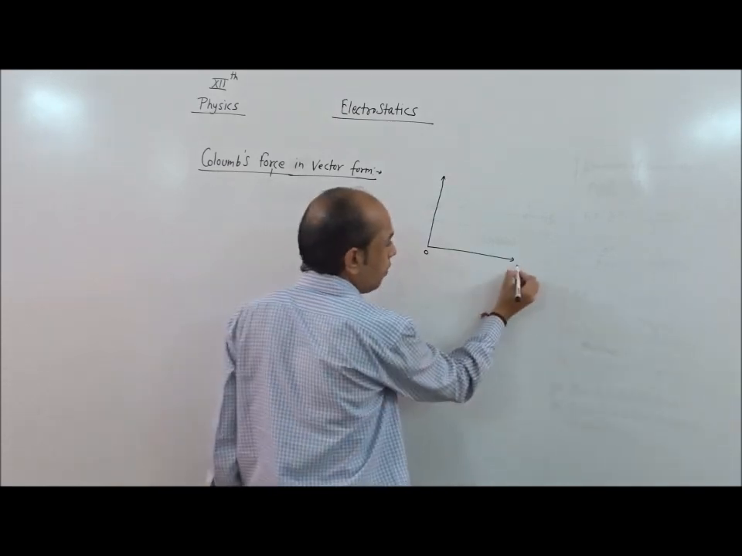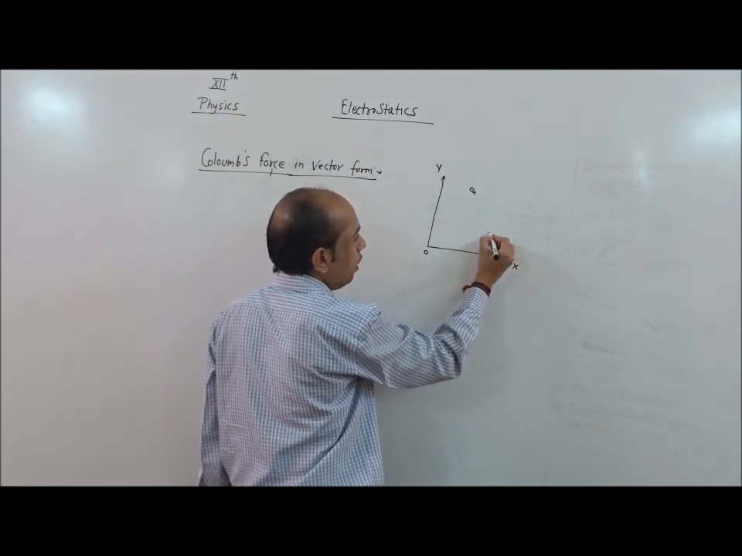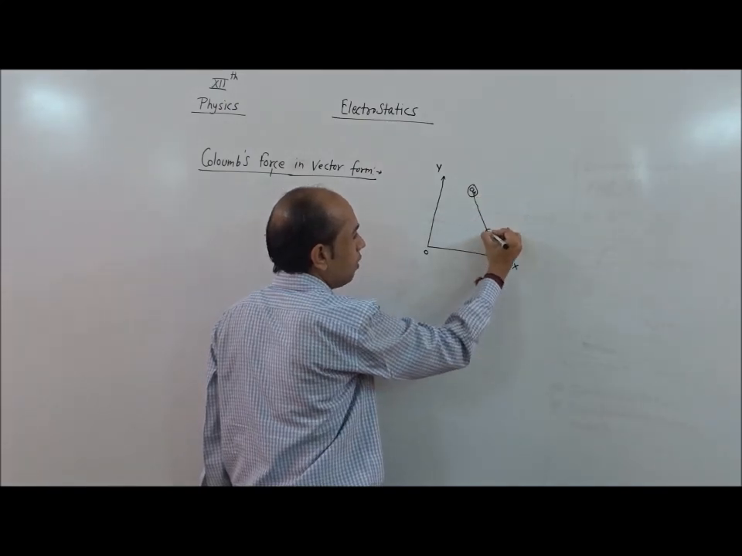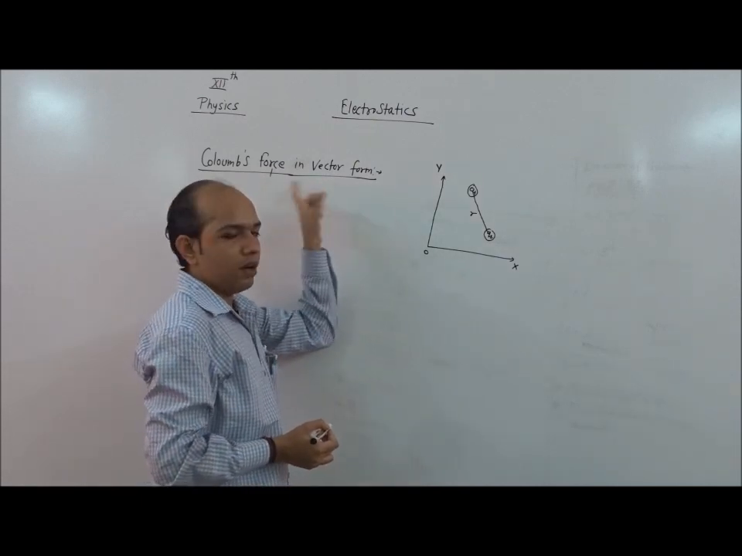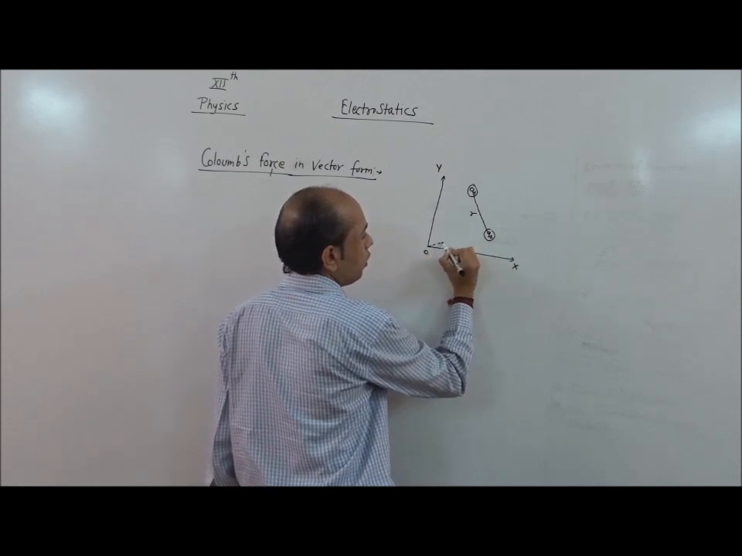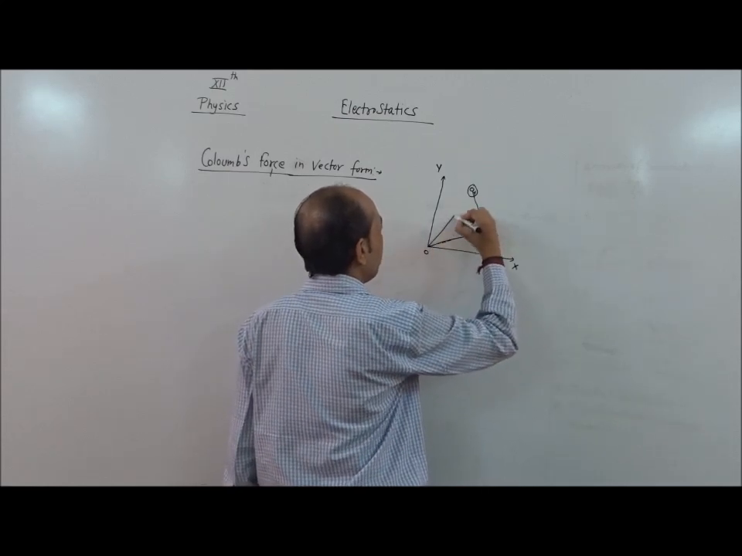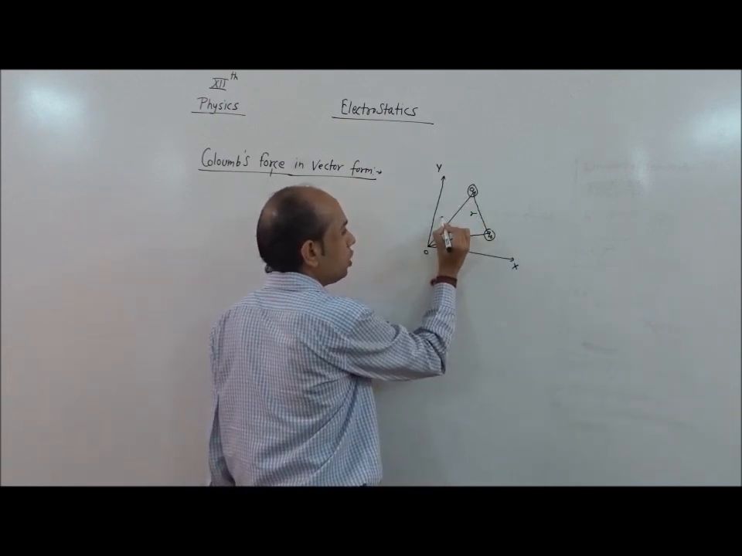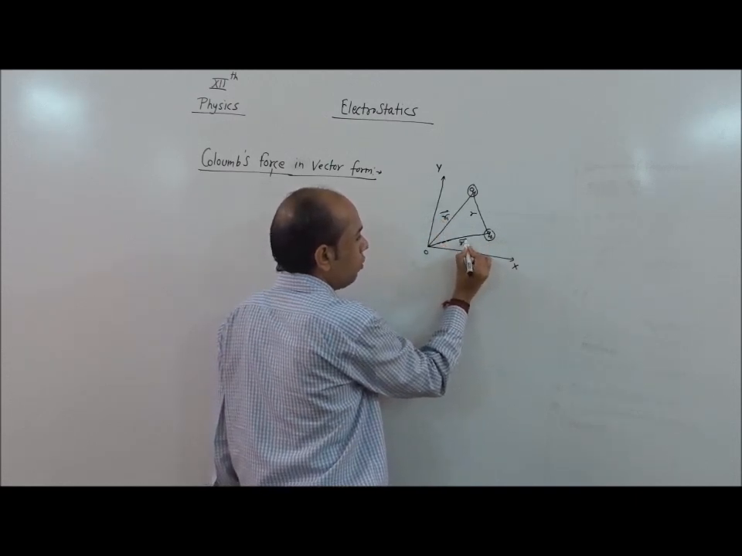First we take a 2D coordinate system, x and y, where we take two charges Q1 and Q2, and these two charges are separated by a distance r. In order to find the vector form, we join both the charges from the origin, Q2 and similarly Q1. So for Q1 the position vector is R1 vector, and for Q2 the position vector is R2.